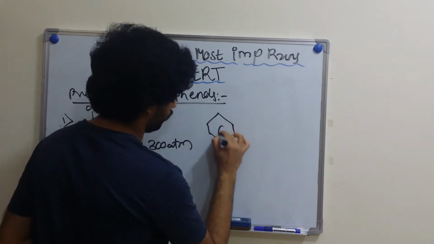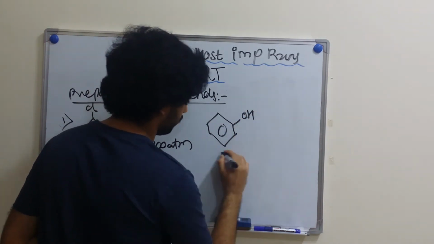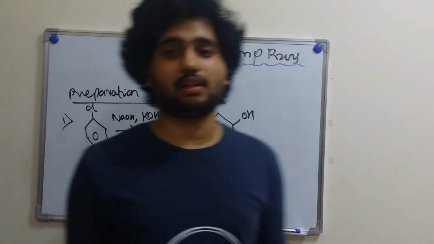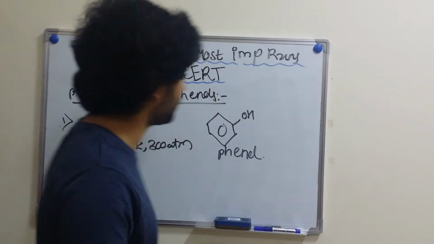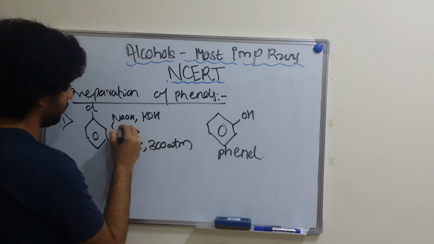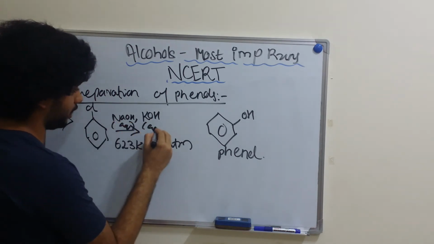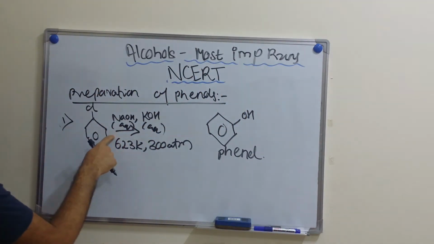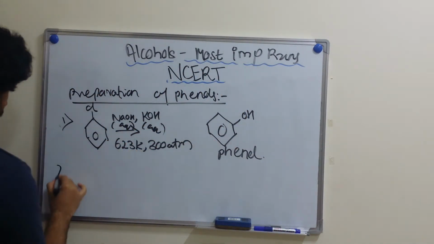This is one of the most famous conversions asked. In your board exams there are 2 to 3 marks given. Convert the following: they normally ask to convert chlorobenzene to phenol. Please mention aqueous, otherwise you will lose marks. If you don't mention aqueous, you will lose marks. Aqueous NaOH or aqueous KOH gives you phenol.